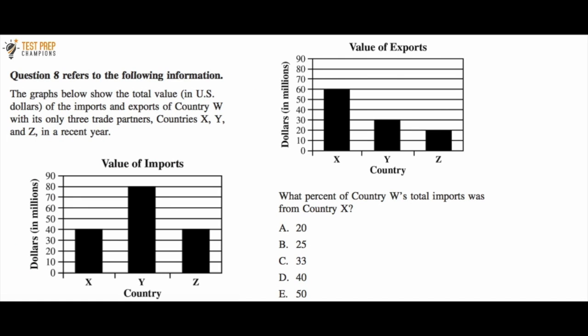Question 8 refers to the following information. The graphs below show the total value in US dollars of the imports and exports of country W with its only 3 trade partners, countries X, Y, and Z, in a recent year. So here are the value of the imports, and here's the value of the exports. Now it says, what percent of country W's total imports was from country X?